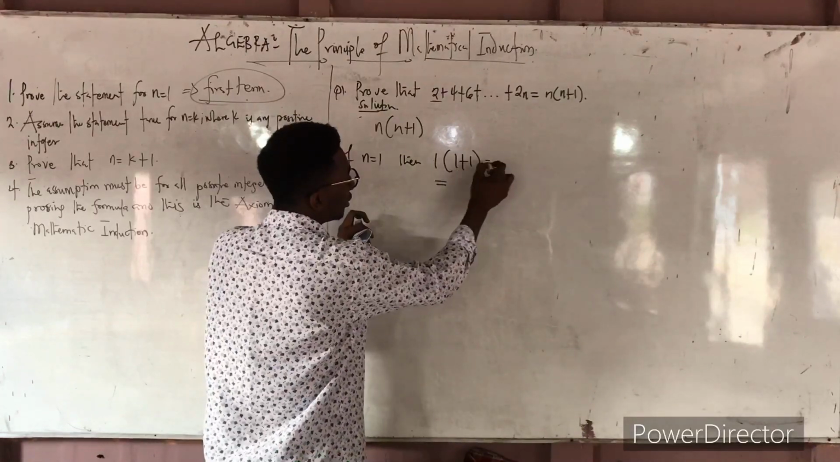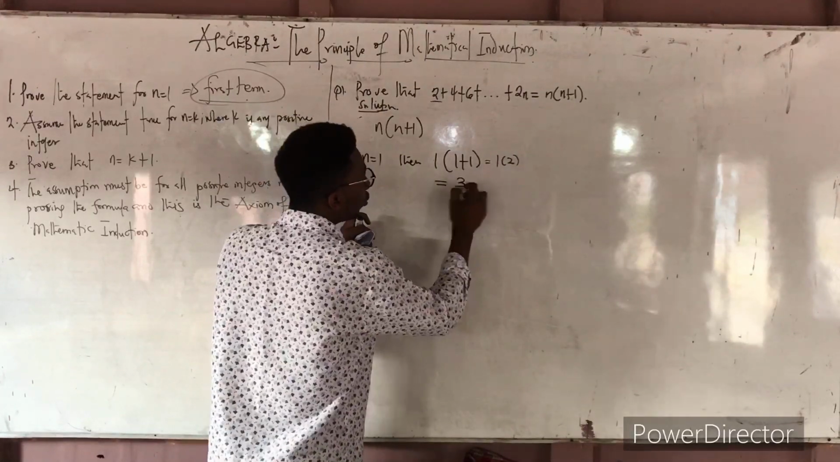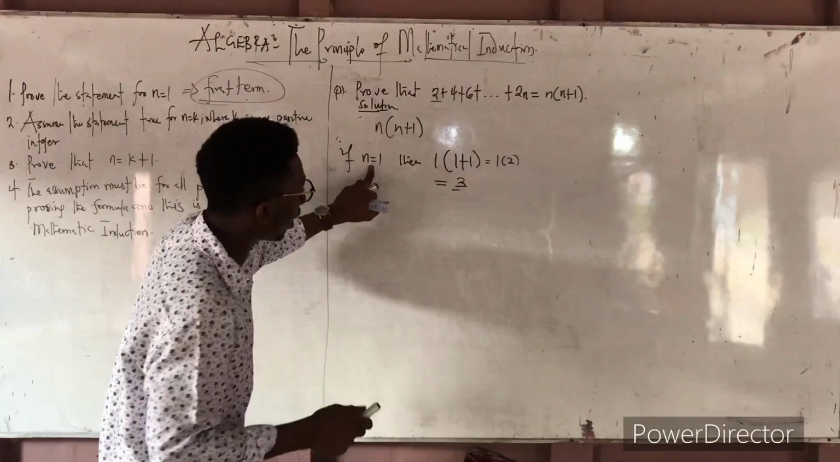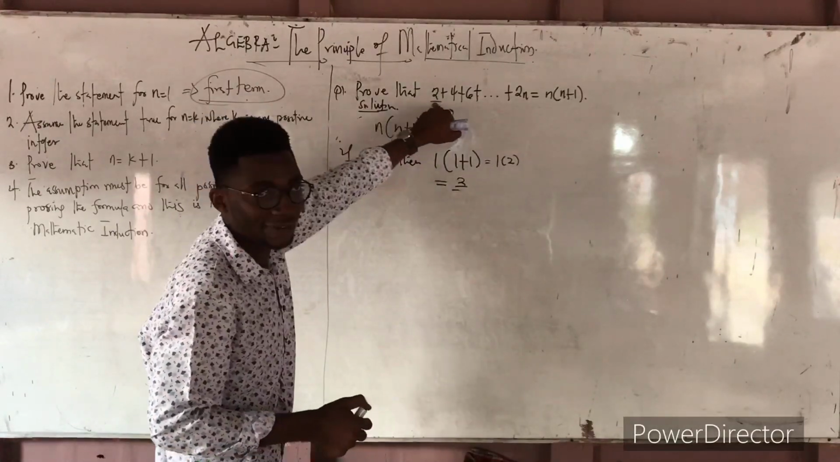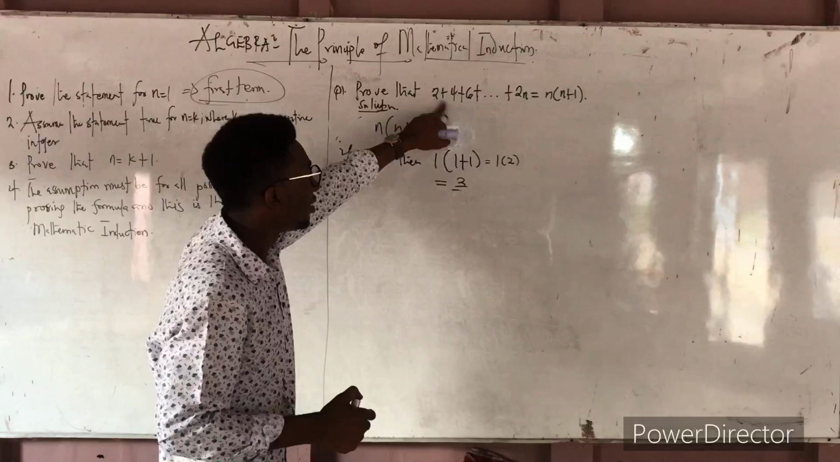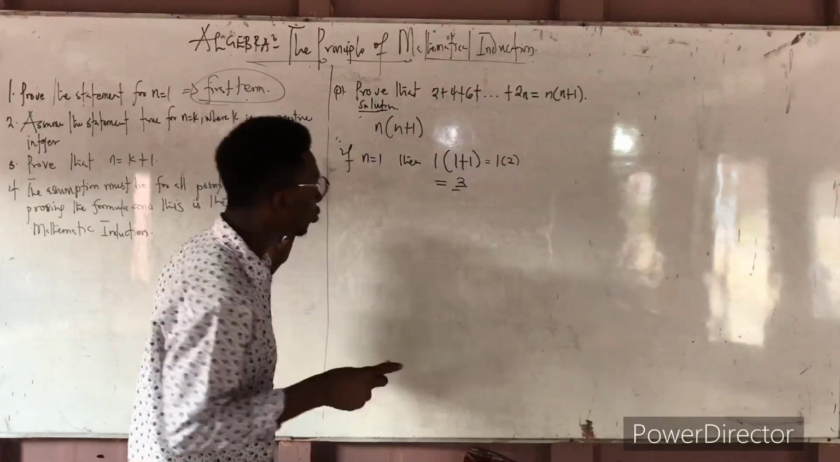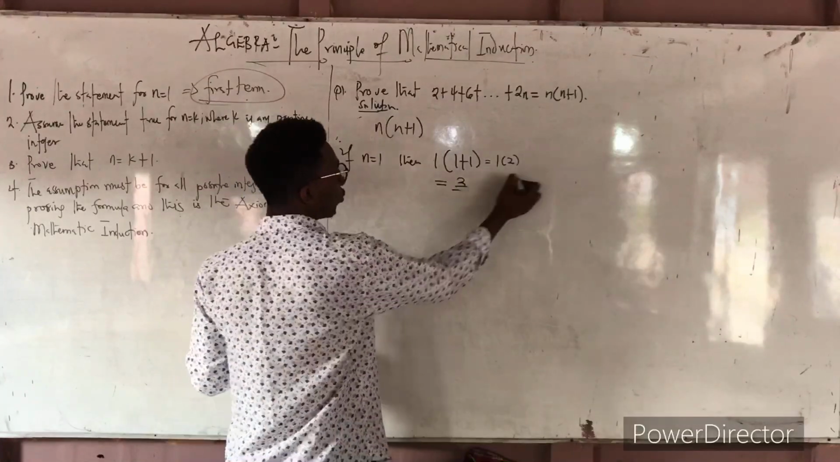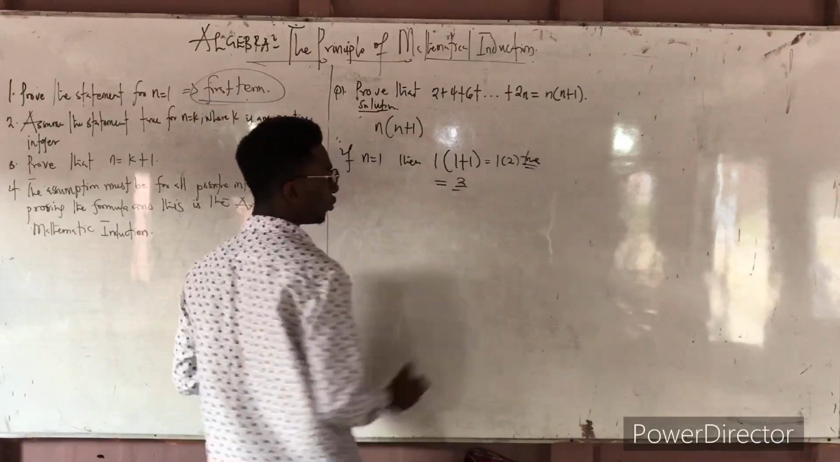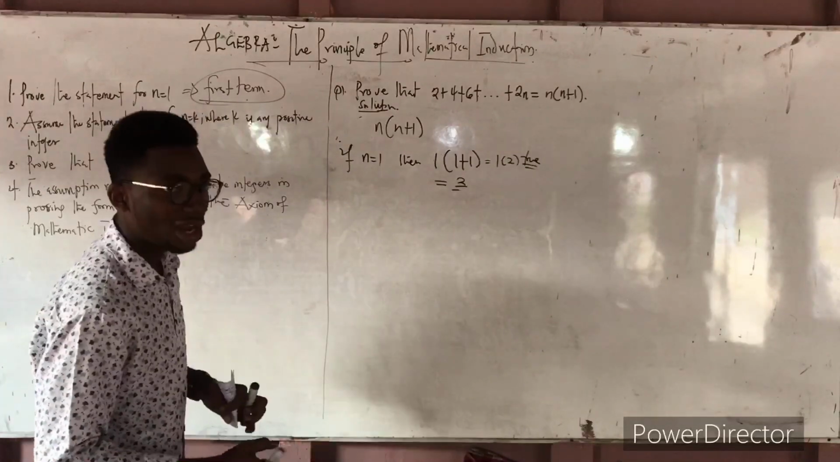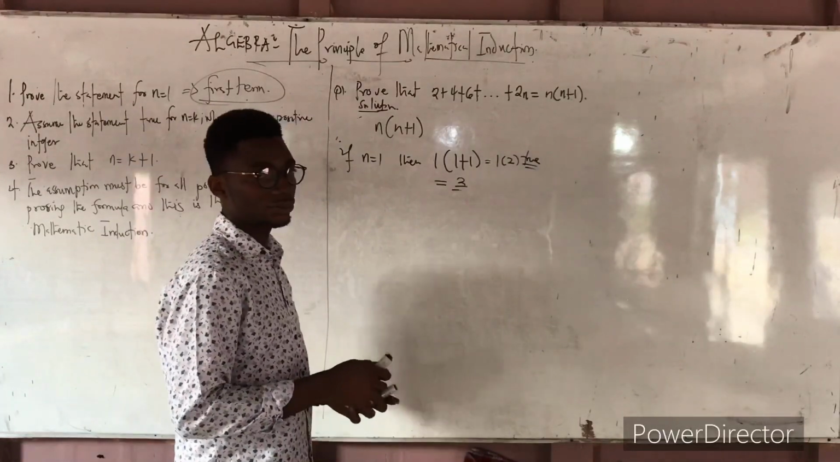That is 1 times 2, and that is 2. So realize that if n is equal to 1, it gives exactly the first thing in the series, then it's true. So here, for n is equal to 1, it's true. Now we can move to the inductive case.